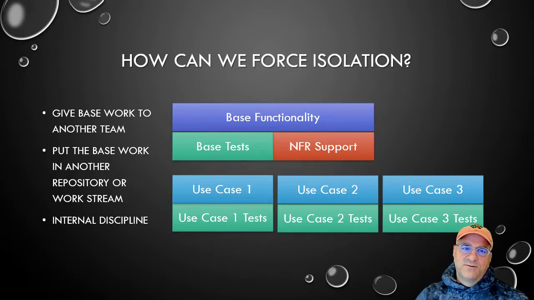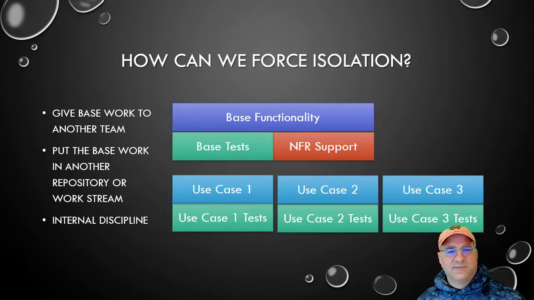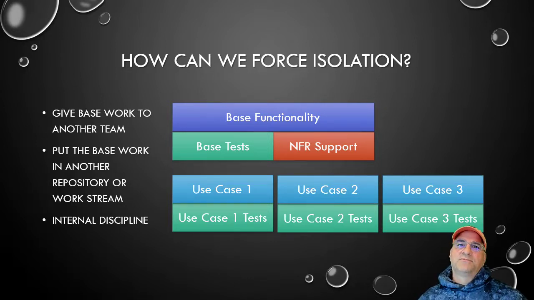So, how can we do this? We give it to another team. We create another repo for it. We do internal discipline. I've actually seen some teams do this really well. Sometimes in the same repository, you'll create a code base for this base functionality, the base test, and you won't let any pull requests include both, right? You won't let it include the base functionality. That would be internal discipline, and use case one. Those pull requests would always have to be isolated from each other. And that guarantees we know what tasks required the base functionality and what pull requests and changes were tied to the first use case, right?